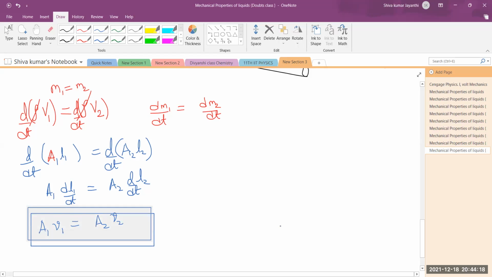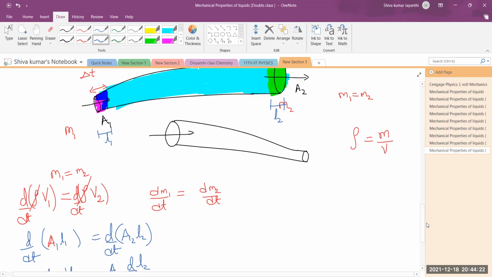So how did you get L over here? See here, you observe this. What is volume defined as? Volume is equal to area into length, right? For any cylindrical system or any type of geometrical shape, even a cube or cuboid, what is volume? Area into length, is it or not? For a cylinder, what is the volume of the cylinder? Pi r square h. Here it is L.